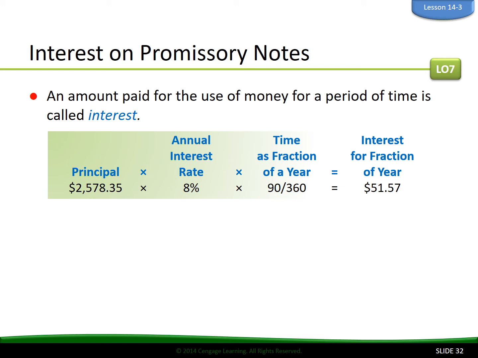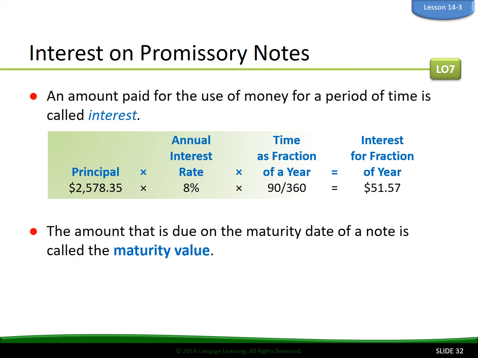Time is a fraction of a year, and we're going to use a year as the accounting equivalent of 360 days. Then we're going to multiply those three things together: principal, annual interest rate, and time as a fraction of a year, and we'll get interest for that part of the year. That quarter of a year, 90 divided by 360, is a quarter of 51.57.